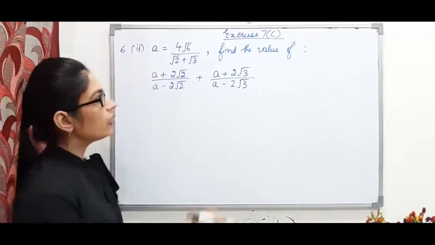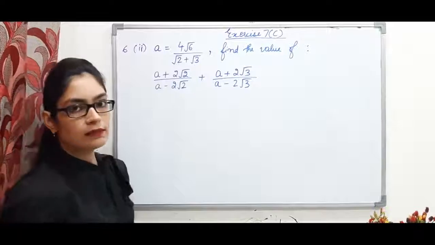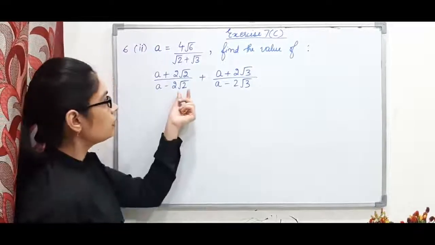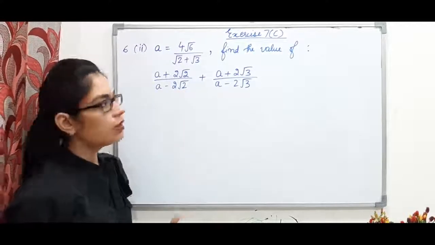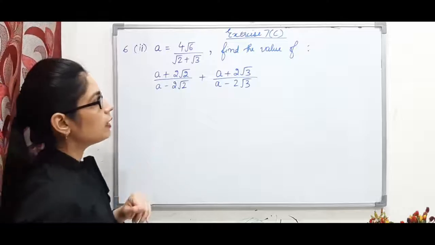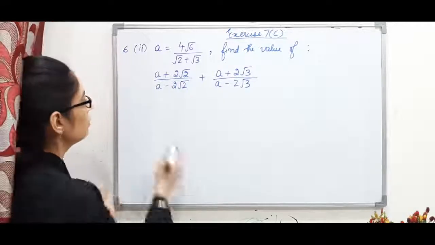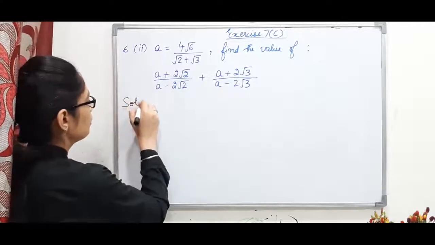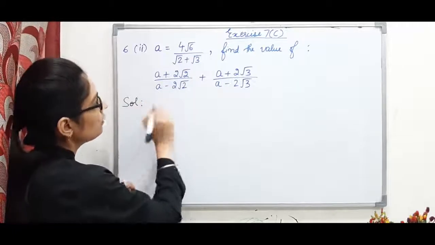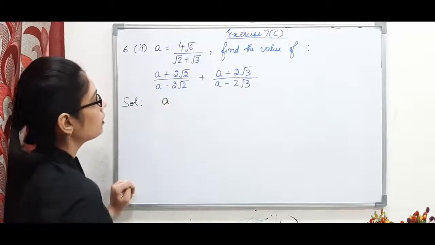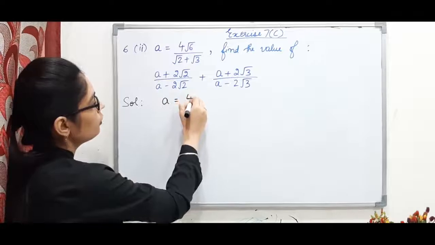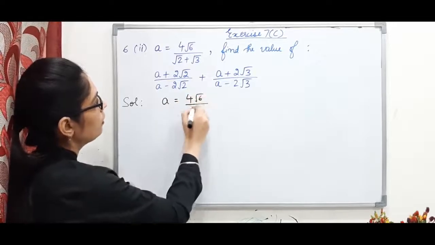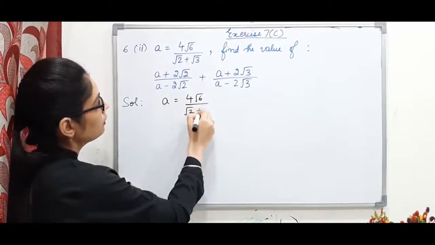So let's start the second part. The second part is exactly similar, only the numbers now are given in the form of roots. Apart from this, everything we have to do the same way. So let's start. Given to me is the value of a. a is equal to 4 root 6 by (root 2 plus root 3).